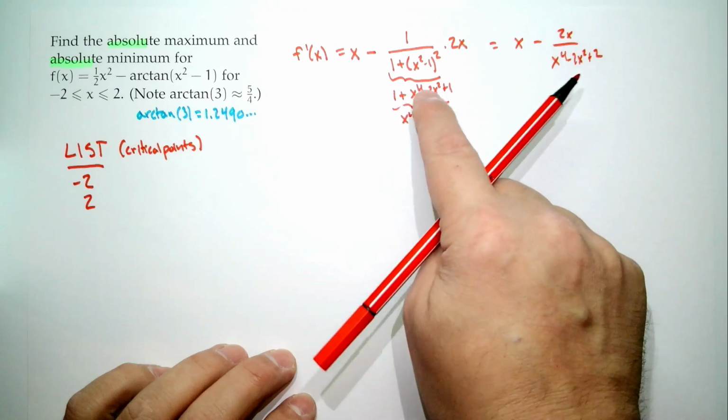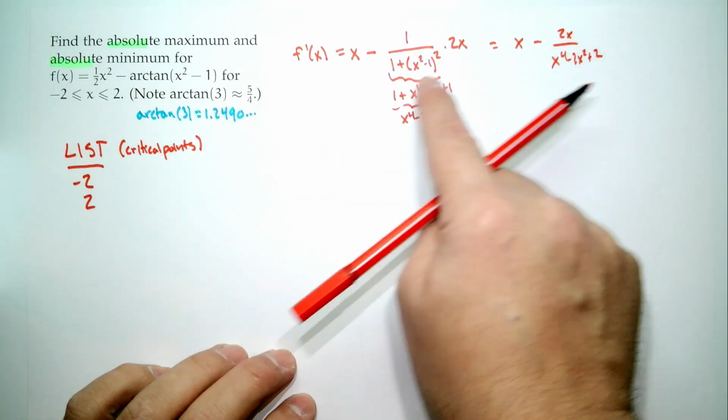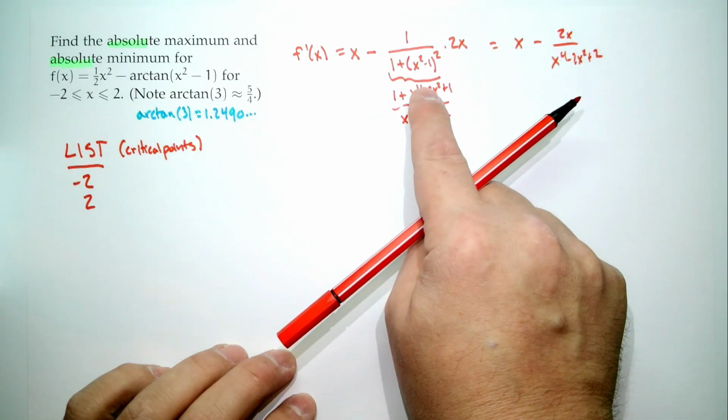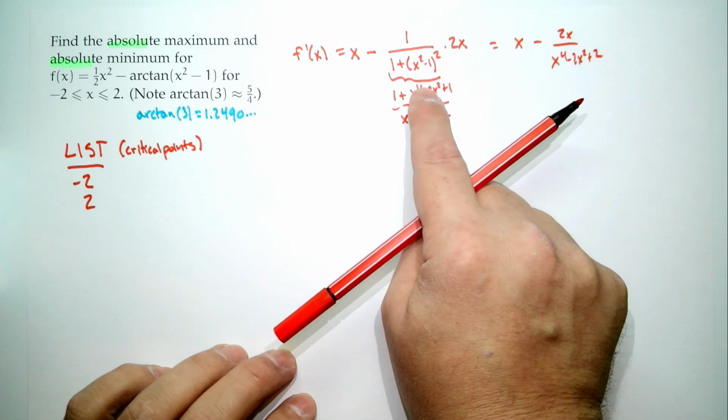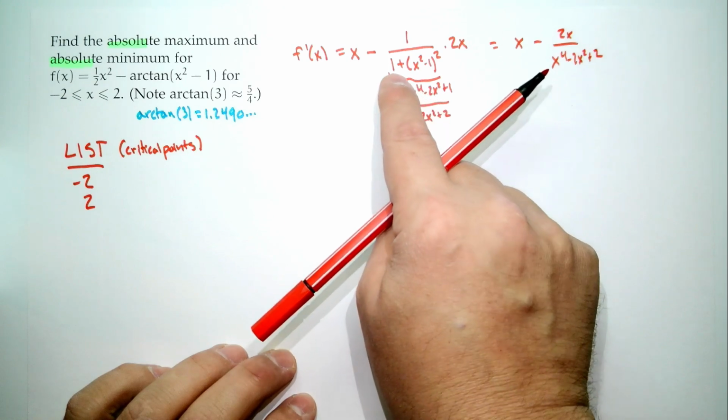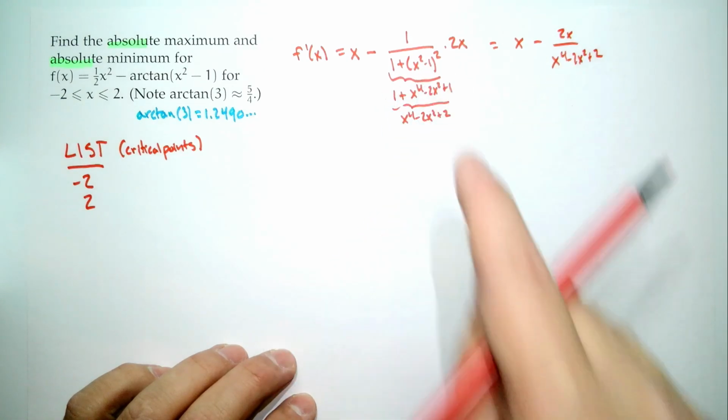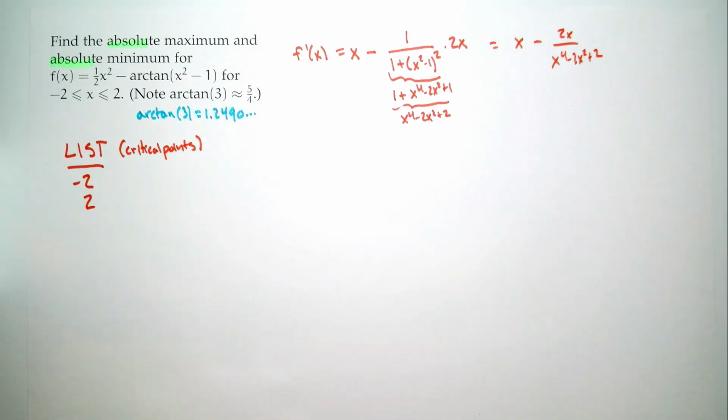Now, I should have paused and said, is this derivative ever undefined? The only thing we might be nervous about is, could we divide by 0? No. The arctangent derivative is 1 plus a square of something, so it's always going to be at least 1 in the denominator, which means we don't have to worry about division by 0. So the only thing left on our list of critical points is where the derivative equals 0. That's why we want to manipulate things into something we can work with.